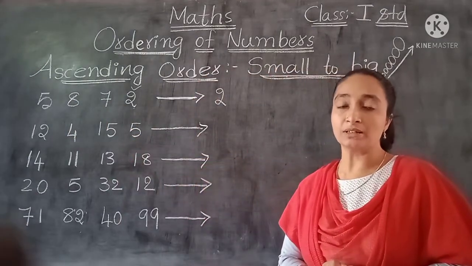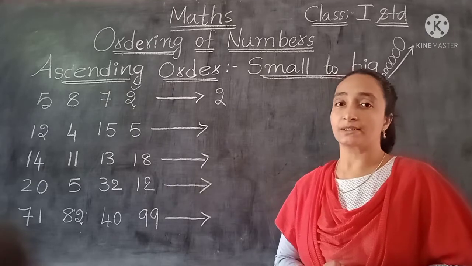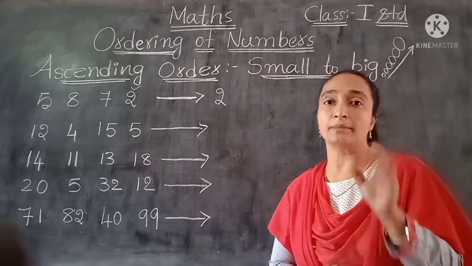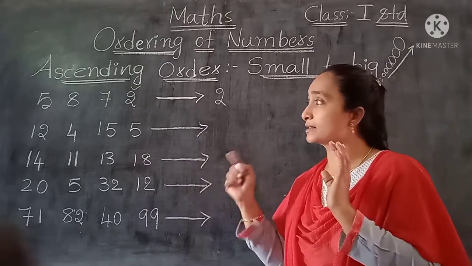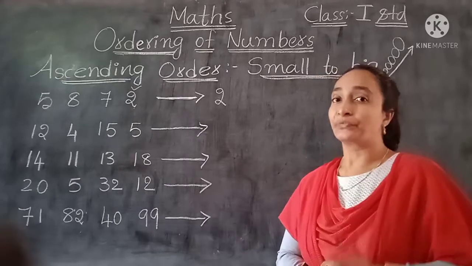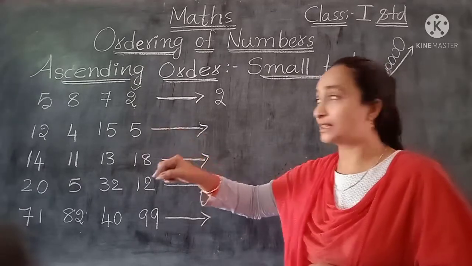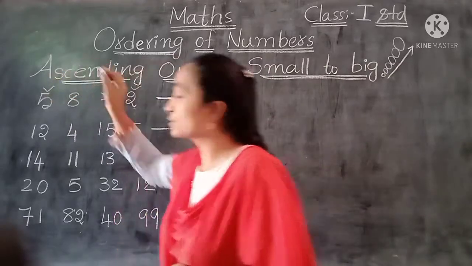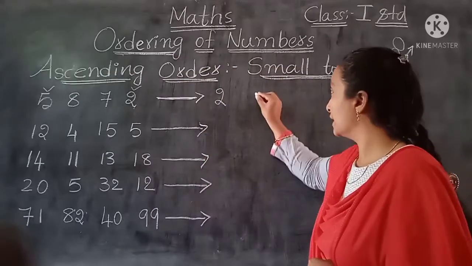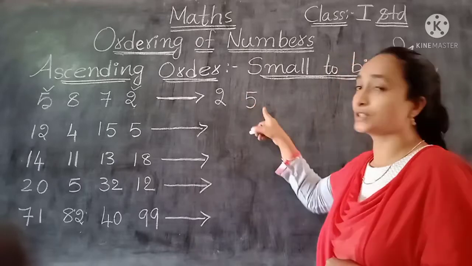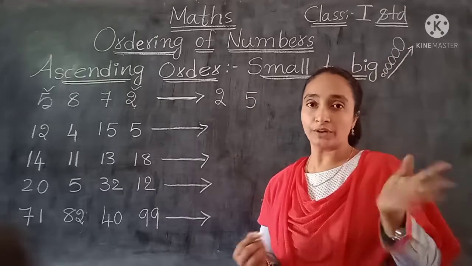So from the 3 numbers, again what we have to do? Yes, we have to check again the small number. So 5, 8, 7, which is the small number? Yes, 5. What we have said is correct. So 5 is the small number. So we can give a small tick mark to the 5 and immediately we can give finger gap and you can write here 5. Okay, 2, 5 completed.